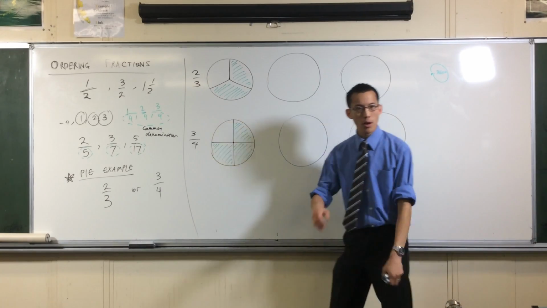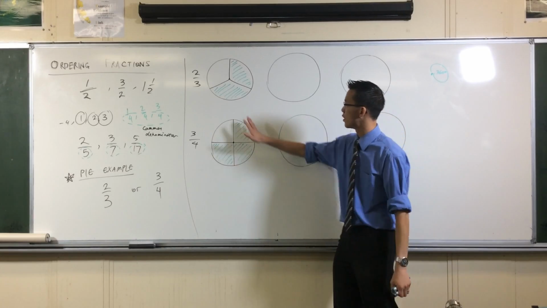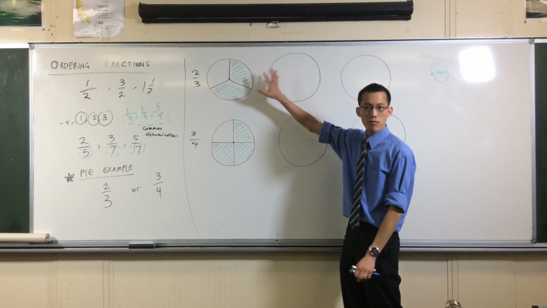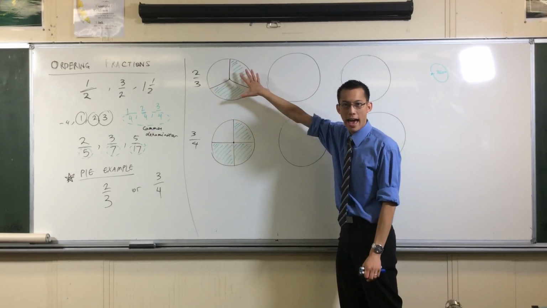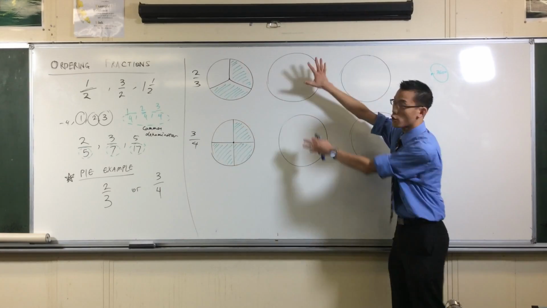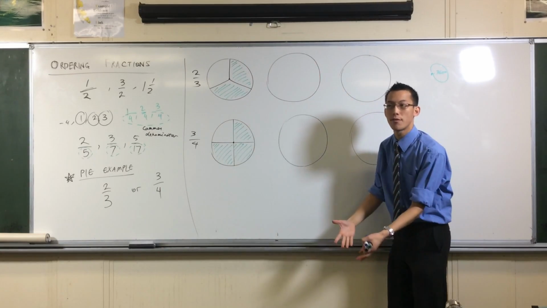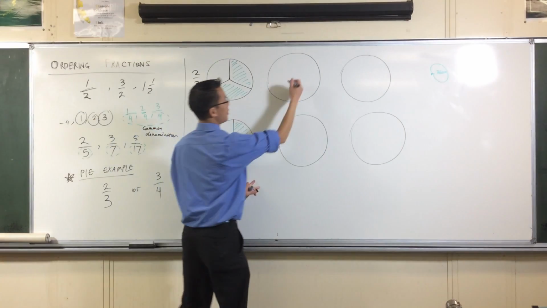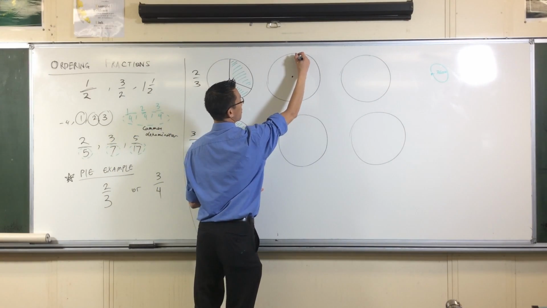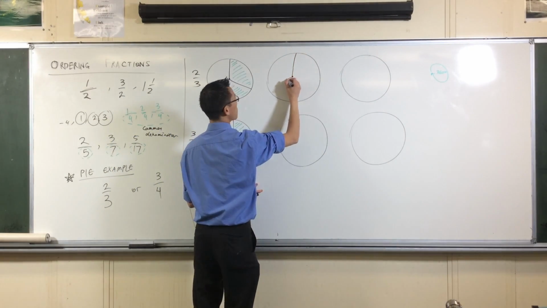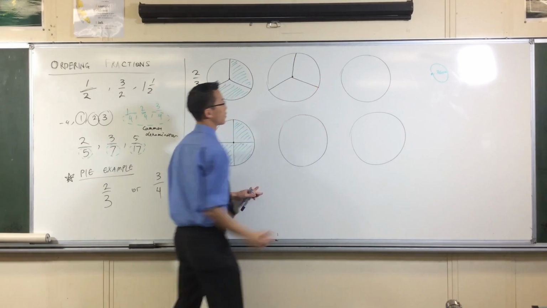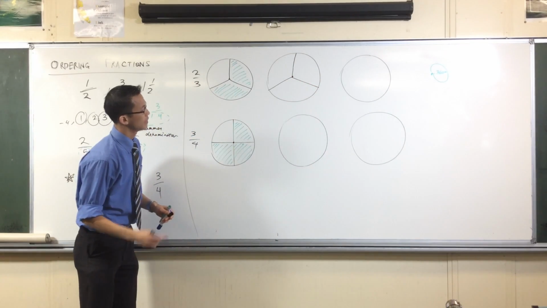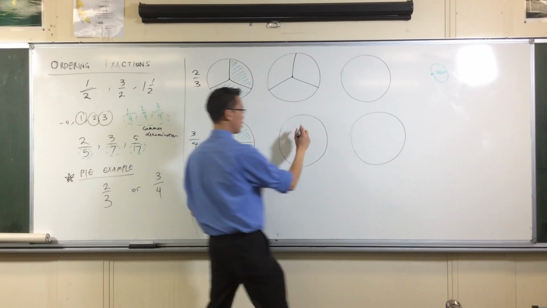Well, for starters, I want you to redraw the same divisions that you had for the 2/3 and the 3/4. Draw them on the next circle, but we're going to add some new stuff onto it. After you've done that, divide it up just like you did before. This is still going to be thirds. And this is still going to be quarters here.